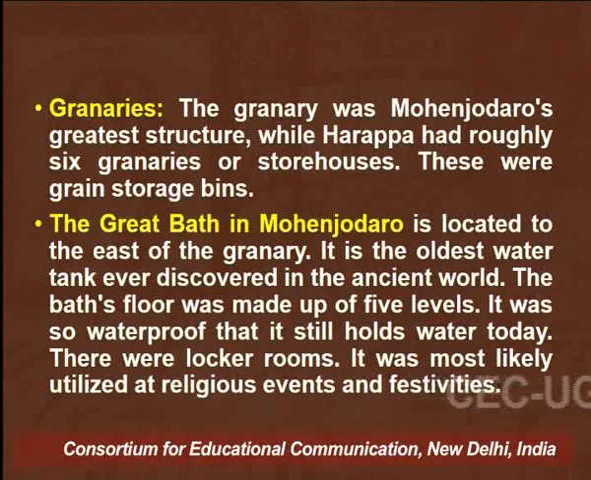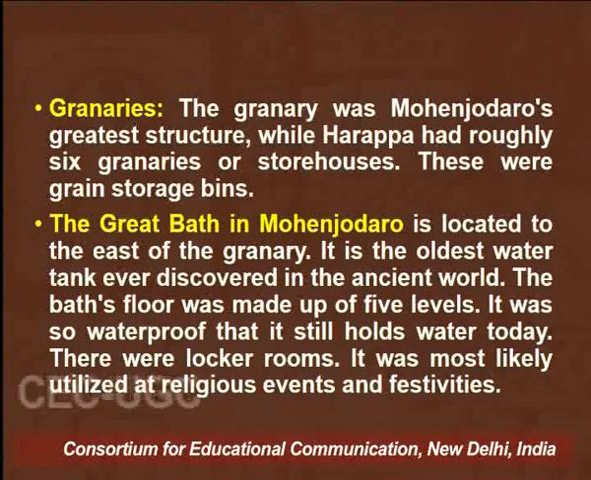Another very important feature was granaries. The granary was Mohenjo-daro's greatest structure, while Harappa had roughly 6 granaries or storehouses which were used to store grain. The surplus production was definitely there, and this also speaks volumes about the specialization that this civilization had achieved.